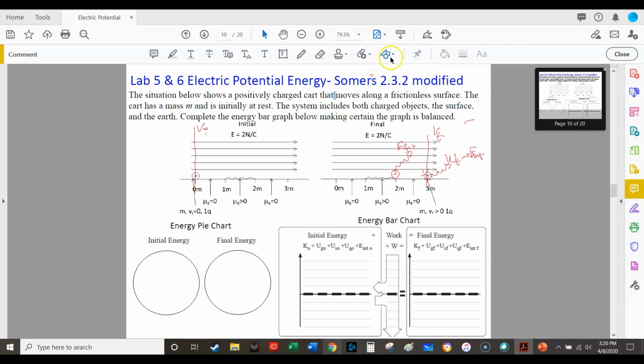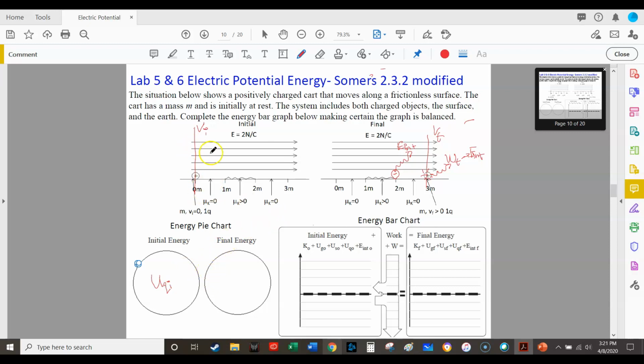start drawing our pie charts. Well, initially I'm going to say it wasn't moving. It wasn't at a height off the ground. There were no springs attached to it, no outside forces working on it. Friction hasn't been working on it yet. There's no heat. It's just all initial potential energy due to electricity.